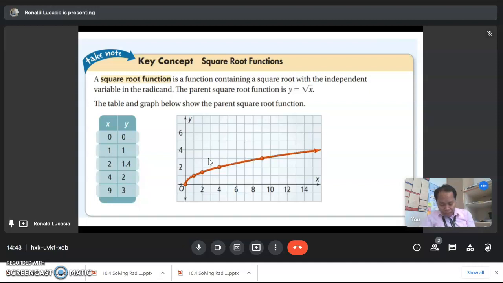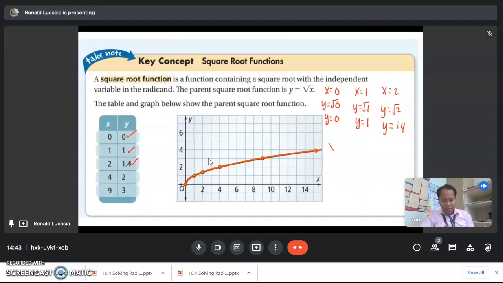When x is equal to 0, y is the square root of 0, and the square root of 0 is 0. That's why I have y equals 0 there. When x is 1, y is equal to the square root of 1, so my y is 1. When x is 2, y is equal to the square root of 2, and the square root of 2 is approximately 1.4.